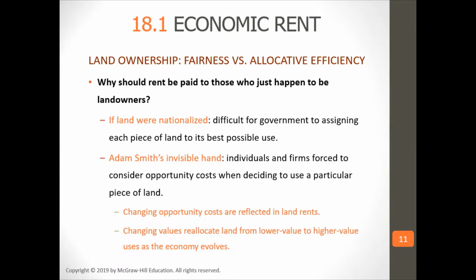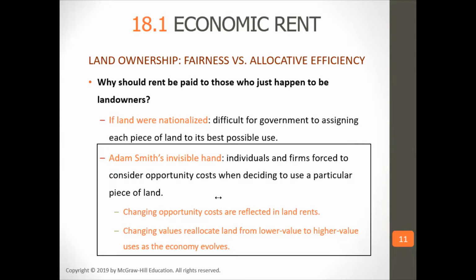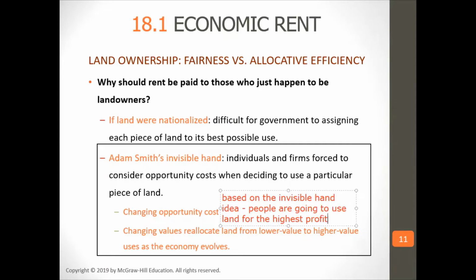So, Adam Smith's invisible hand. If individuals and firms have to look at opportunity costs when deciding to use a particular piece of land, they're going to use land for the most part for the highest profits, based on the invisible hand idea. They're just going to focus on the highest profits. If it's going to make more money by selling it, they're going to sell it instead of, let's say, farming on it.